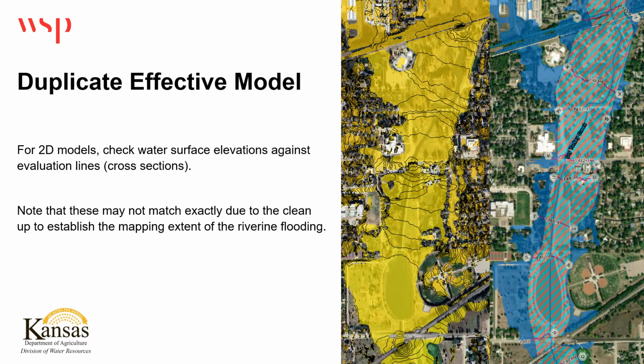It is important to note that these may not match exactly because there is a lot of cleanup done during the plotting process to establish the mapping extent of the riverine flooding. And you can also see that a lot of those contours are removed from the effective mapping. So all those flows coming in from the street flow there on the sides, all that extra ponding going on out in the community is all cleaned up, and only the riverine flooding is shown on the effective mapping. So this can get a little confusing to verify.